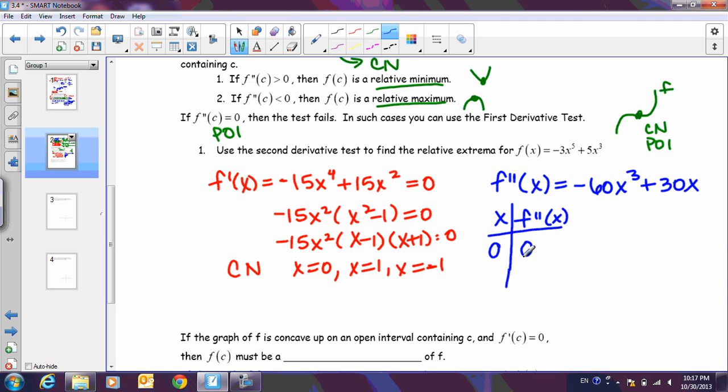Well, that is 0 as well. That doesn't really tell me anything. This was the third case right here. All right, so we don't have a max or min. In fact, we're going to have a point of inflection there where the graph changes concavity.